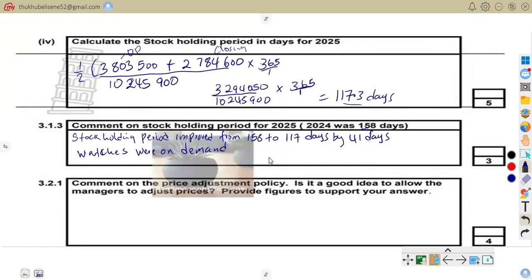So it means now business is more efficient. Now less money tied up in stock. So that is that. The stock holding period improved by 41 days, indicating better stock management and increased demand for watches. So that is that. So now you get your 3 marks.